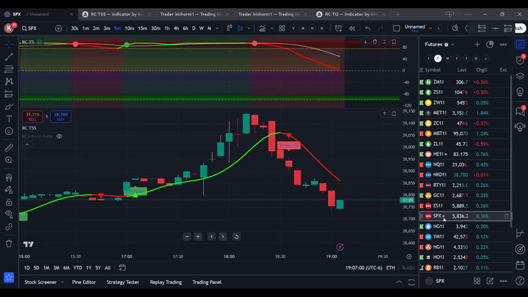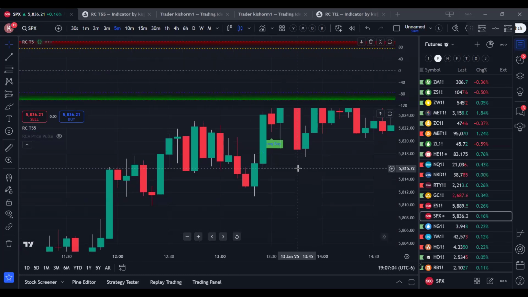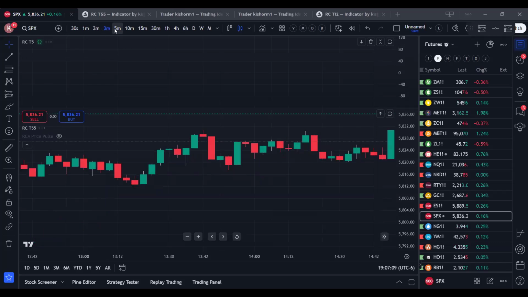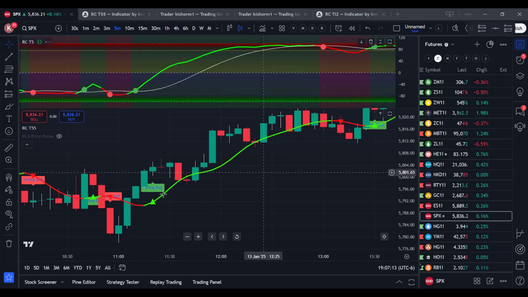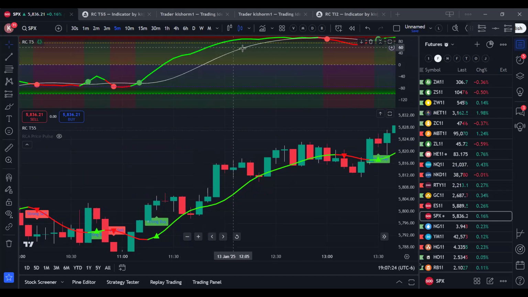So, for example, today SPX, right? We saw that we got a strong buy. It was right today morning. It was just moving, consolidating for some time. Then we got a strong buy. Then it went all the way to the top.